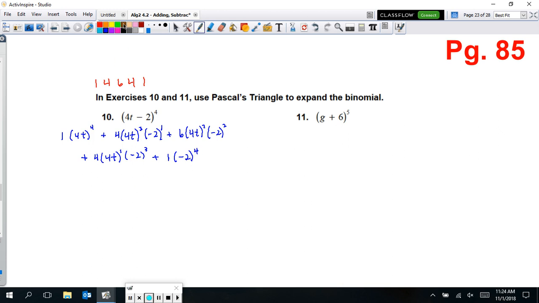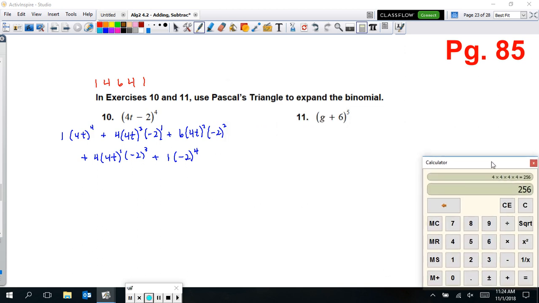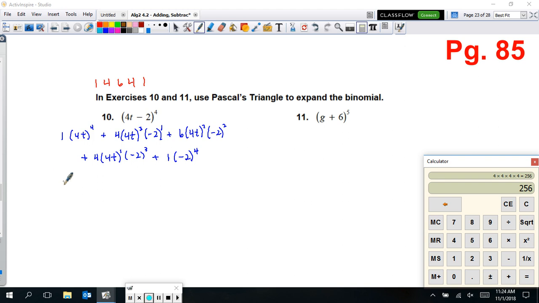Now we just got to clean it up. So if I clean this up now, my first term, I'm going to see 4 to the 4th power. So if you're not sure about that, then just use your calculator and you can just say 4 times 4, that's 16, times 4 again, that's 64, times one more 4, that's 256. I'll keep that to the side there for now. So this is going to be 256 times 1, so it is 256. And it's t to the 4th power.